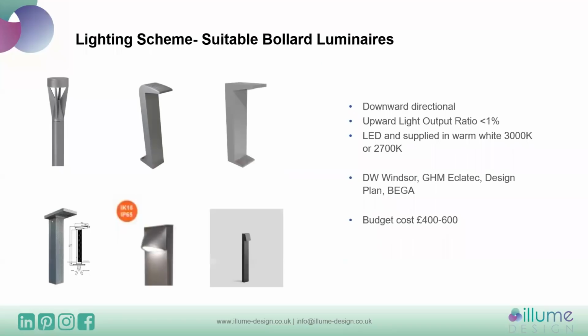But what we do have now is what's referred to in the guidance as a specialist lighting bollard. So this is much more suitable. It's completely downward directional. The light sources are integrated into the fitting itself, so you can't see them from a distance. They have a very low upward light ratio, so really good in terms of light pollution as well. And they can be supplied in warm white color temperatures, either 3000 or 2700 for a couple of the ones shown here. They are more expensive. A budget cost is around £400 to £600 at the moment, but I'm sure as these start to be used more, the prices will come down.